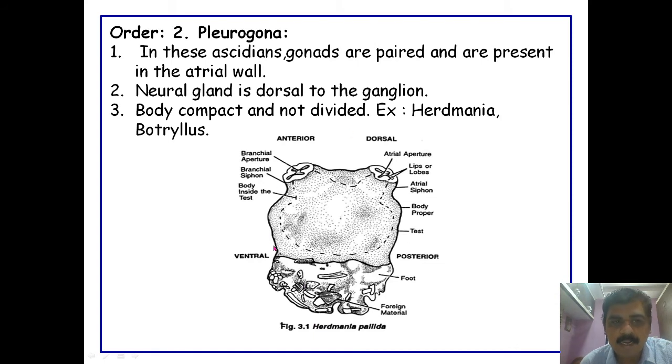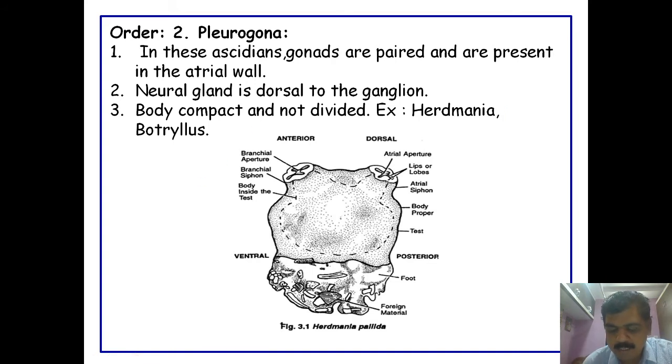Then the second order is Pleurogona. Example is Herdmania. In these ascidians, the gonads are paired and present in the atrial wall. In the Enterogona, the gonad is unpaired or single, whereas in this Pleurogona, the gonads are paired and present in the atrial wall. This is the adult one, which doesn't have the tail and doesn't have the notochord. The neural gland is dorsal to the ganglion, and the body is compact and not divided. Examples are Herdmania and Botryllus.